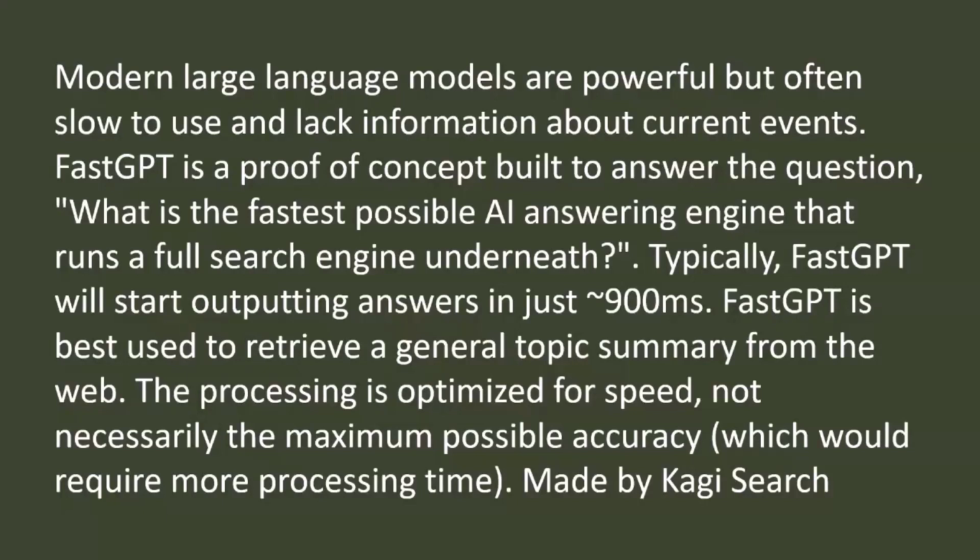Typically, FastGPT will start outputting answers in less than 900 milliseconds. FastGPT is best used to retrieve a general topic summary from the web. The processing is optimized for speed, not necessarily the maximum possible accuracy, which would require more processing time. And it's made by Kagi Search.